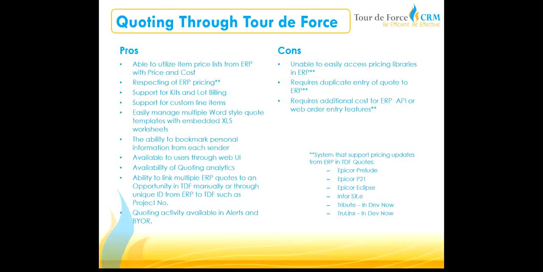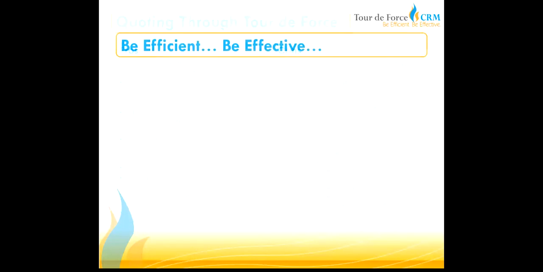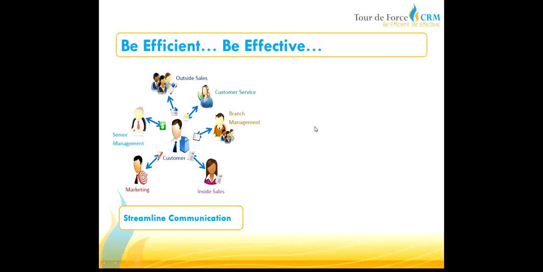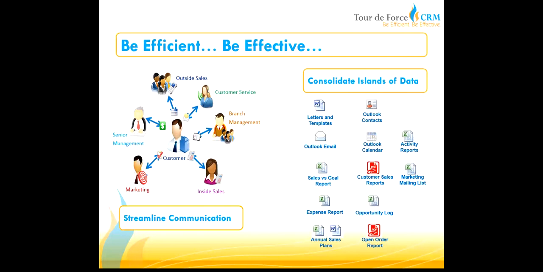Now today, we have 6 different systems that we currently support. Actually, this is growing because we've got a couple that we're starting now, but right now out of the box, we have existing customers running Prelude, P21, Eclipse, Infor SX Enterprise. We're right now doing Tribute, TrueLinks customers, and we've got beta sites in place that we're working with. We have the access and the ability to do QuickBooks. That should be on the list if you happen to be a QuickBooks user.